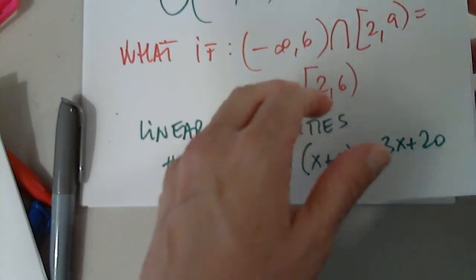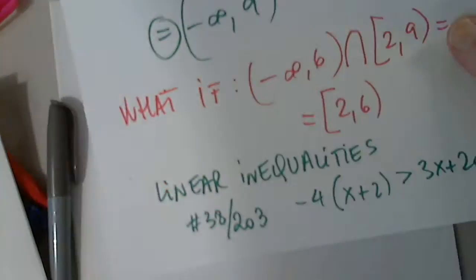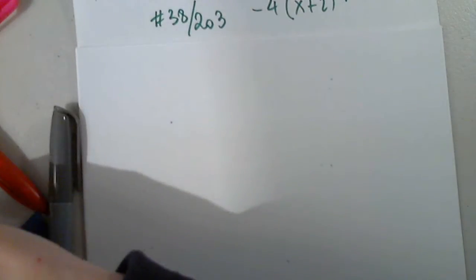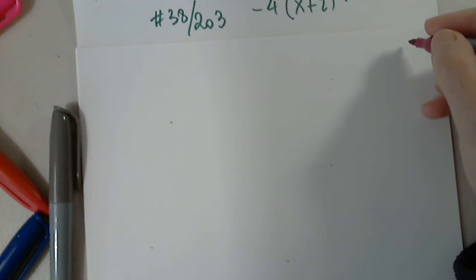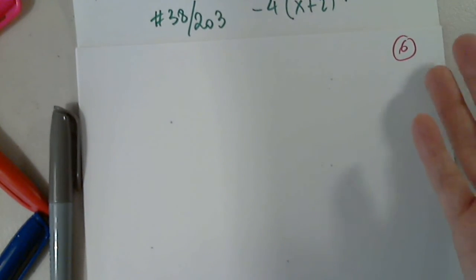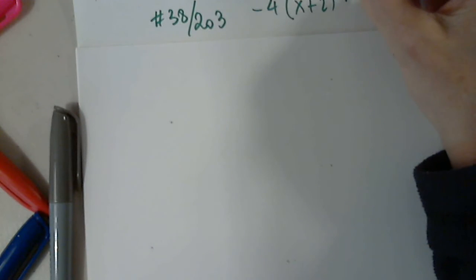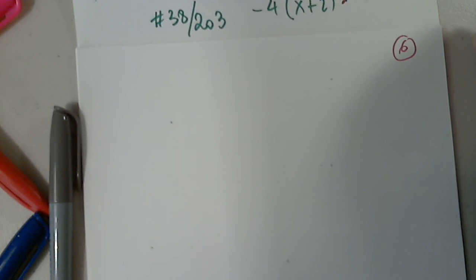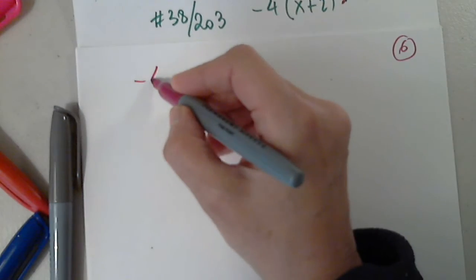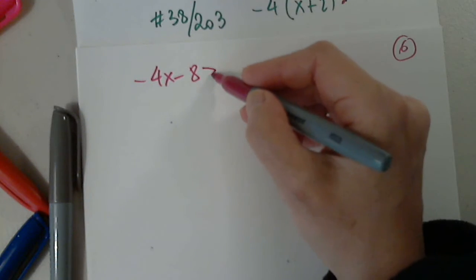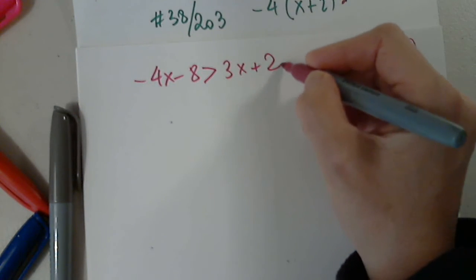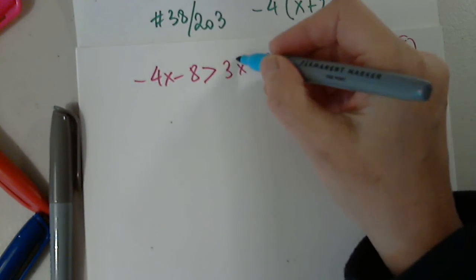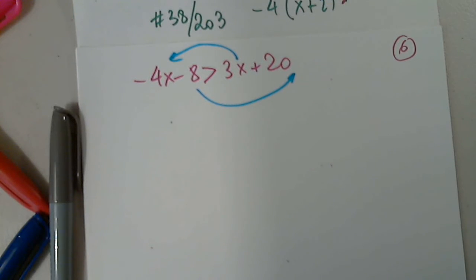So pretty much the linear inequalities are solved with some exceptions, of course, but we are solving them in the same way we solve linear equations. It's just that now we have the inequality symbol instead of the equal symbol. I have to distribute: negative 4x minus 8 greater than 3x plus 20. Like we did before, nothing new. I will move 3x to this side and I will move 8 to this side.